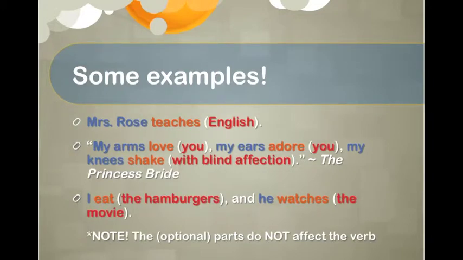Note, the optional parts do not affect the verb. This is something I want to point out too. I eat the hamburgers. See, we have plural burgers because it ends in S there, but that doesn't change the verb, right? The verb matches with the subject: I eat. It isn't I eats the hamburgers, it's I eat. Again, he watches the movie. The movie does not affect watches. He affects it. I could say, I watch the movie, or she watches the movie, or we watch the movie. The only one there was he, she, or it watches the movie. And that's the only one that has the ES.